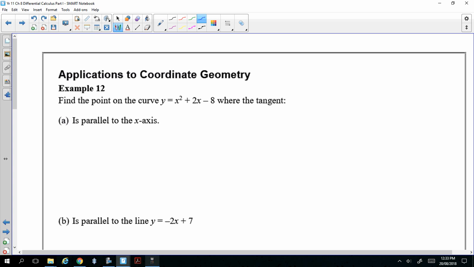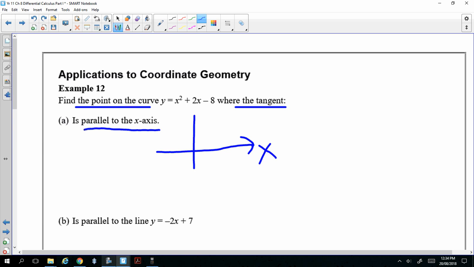Okay, now, find a point on the curve where the tangent is parallel to the x-axis. So what's the gradient if it's parallel to the x-axis? The x-axis is this. If it's parallel, it must be gradient 0. So therefore, you do the derivative first. 2x plus 2. And then you put the gradient to be 0.